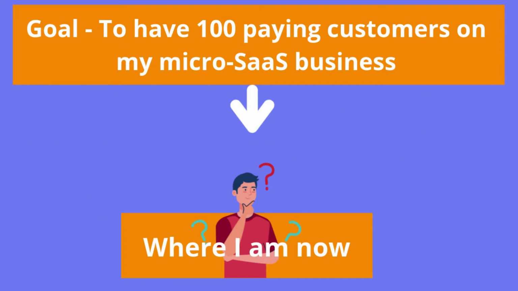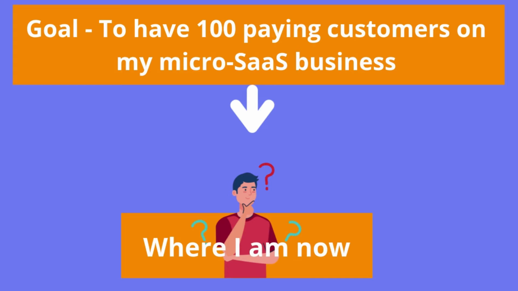So let's go through an example here. Let's say you are a solo founder and programmer, and you want to have 100 paying customers on your micro SaaS business. Okay, and so that's your goal. You have a definitive thing here. You want to have 100 paying customers. And where am I now? Well, I don't have a micro SaaS. I don't have an audience.